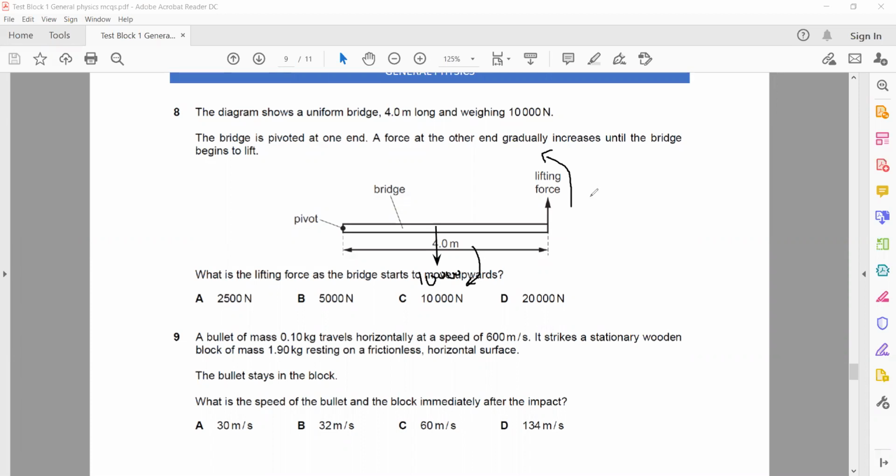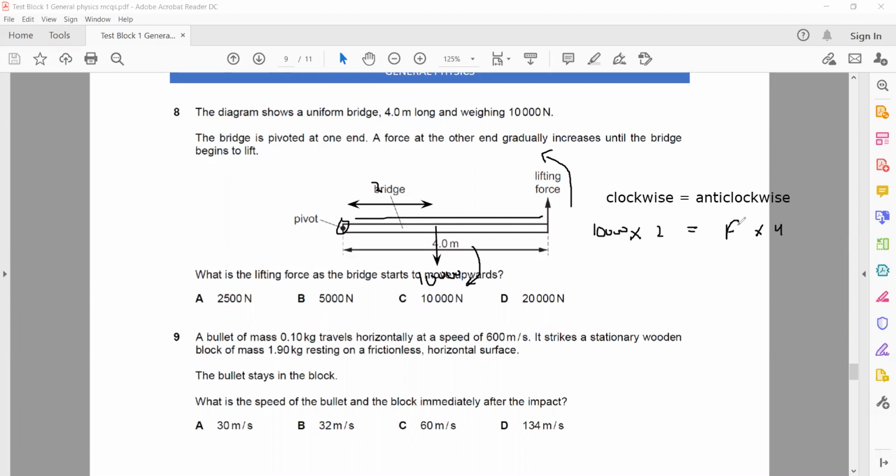So we always solve this question this way: the clockwise moment is equal to the anti-clockwise moment. So the clockwise moment is 10,000 and the pivot is given. So we always take distance from the pivot. Weight is acting at the center, so the distance of the weight is 2. So force multiplied by distance: 10,000 is the force, multiplied by distance 2, and the lifting force is F, and the distance is 4.